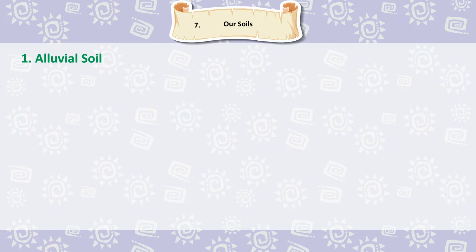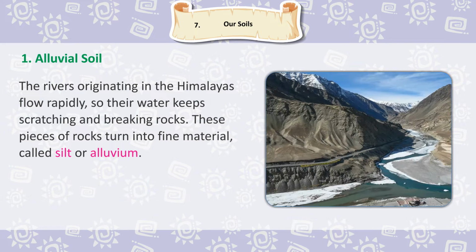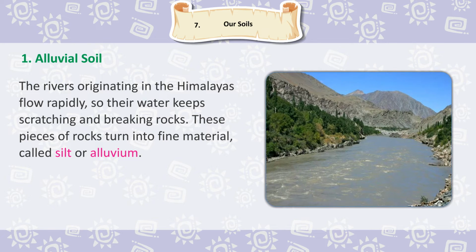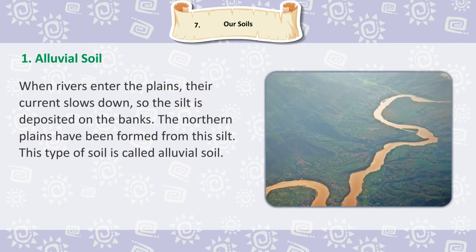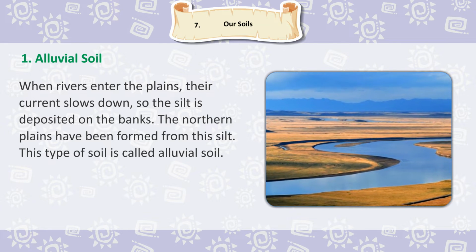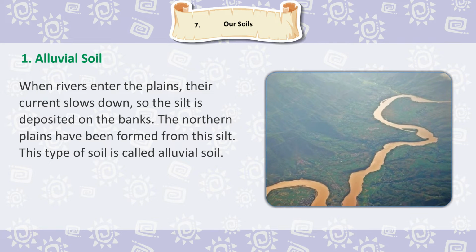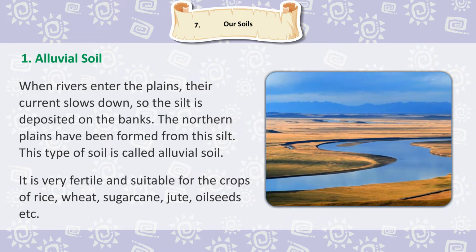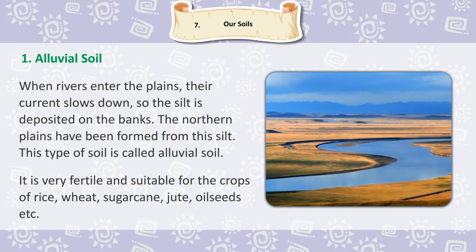1. Alluvial soil. The rivers originating in the Himalayas flow rapidly, so their water keeps scratching and breaking rocks. These pieces of rocks turn into fine material called silt or alluvium. When rivers enter the plains, their current slows down, so the silt is deposited on the banks. The northern plains have been formed from this silt. This type of soil is called alluvial soil. It is very fertile and suitable for the crops of rice, wheat, sugarcane, jute, oilseeds, etc.